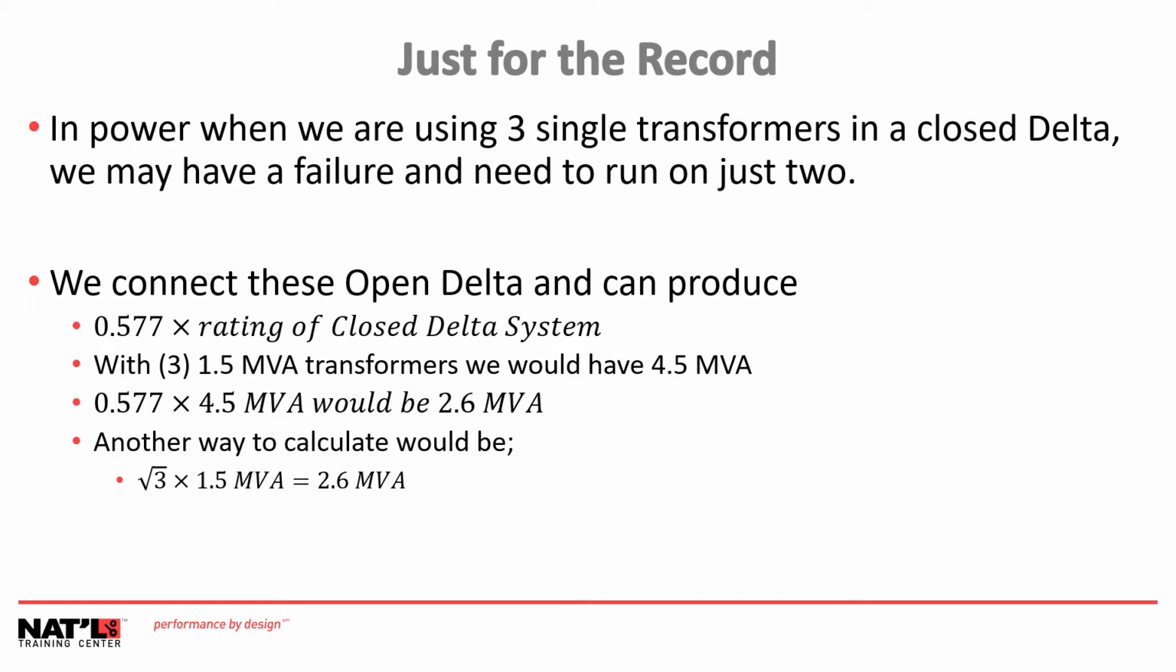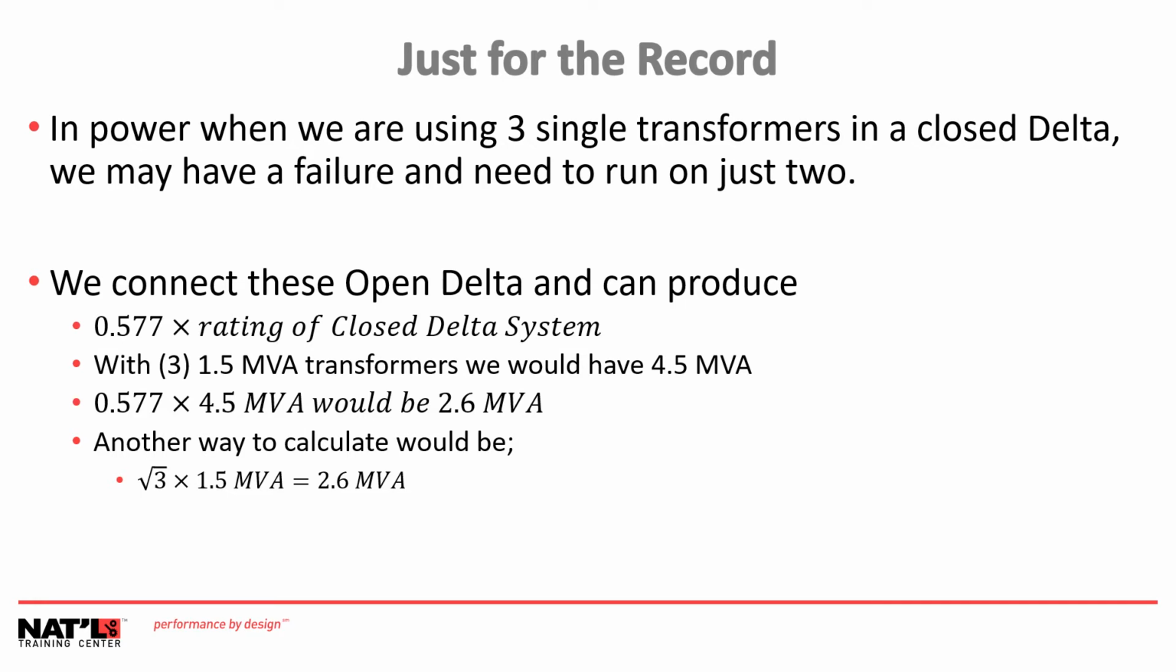With three 1.5 MVA transformers, we would have 4.5 MVA. 0.577 times 4.5 MVA would be 2.6 MVA. Another way to look at this would be the square root of 3 times the value of just one of them at 1.5 MVA would equal 2.6 MVA. These two different methods of looking at how to do this calculation both indicate the same thing.